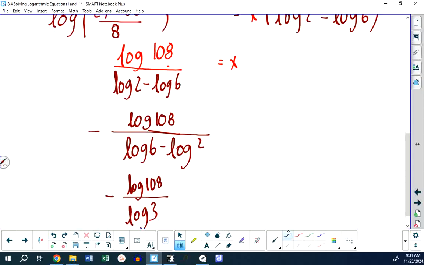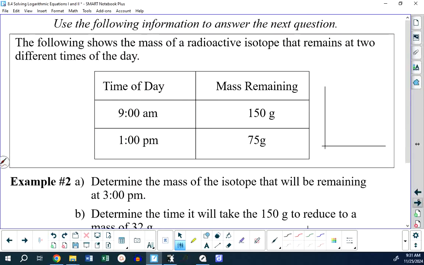Okay, let's take a look at one final example. I see this on diploma exams frequently. This happens to be a half-life problem, and it says that here are 2 different times of the day, and the mass of a radioactive isotope is 150 grams. You should know that this is an application of this formula from your formula sheet. And you should know that B is a half because it's half-life.